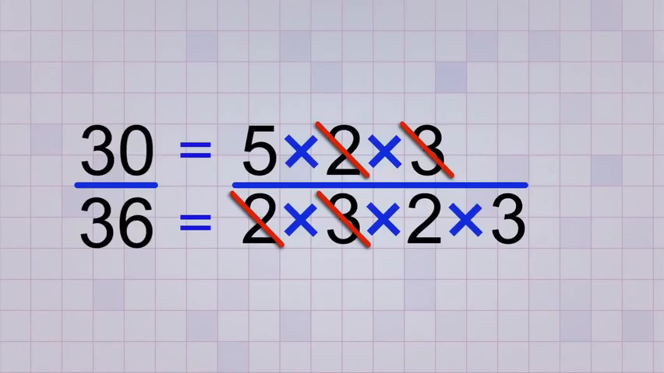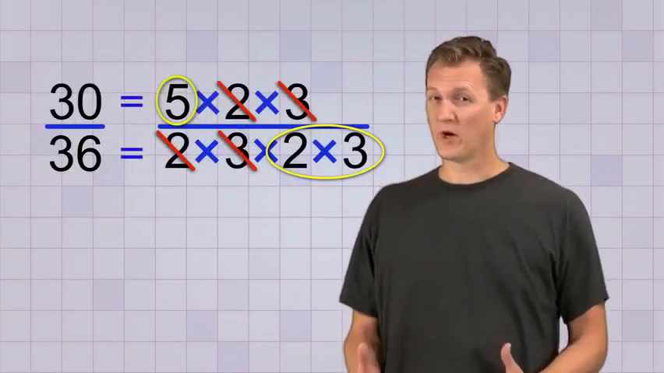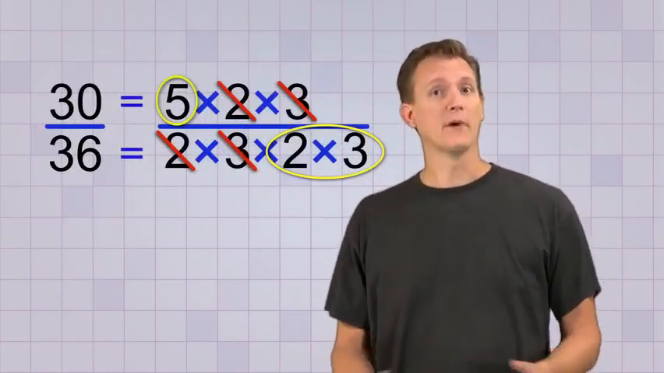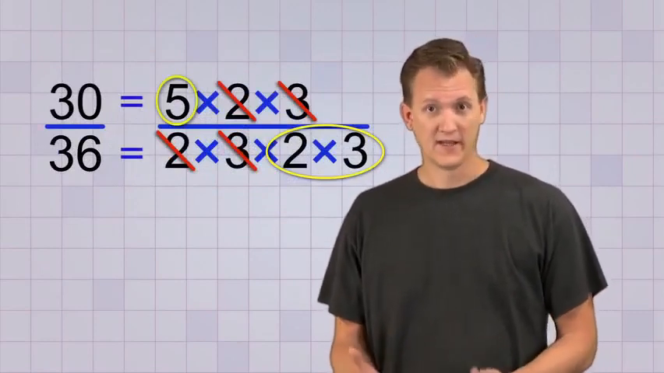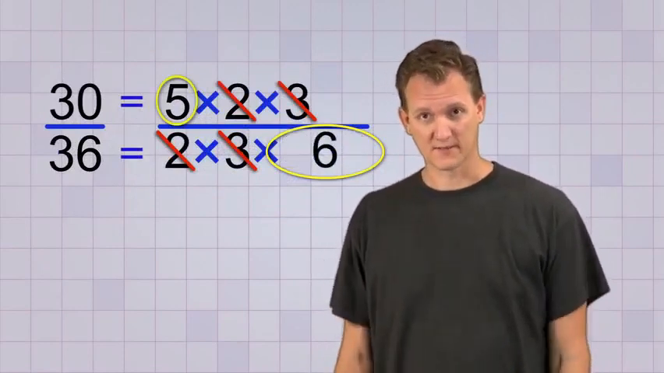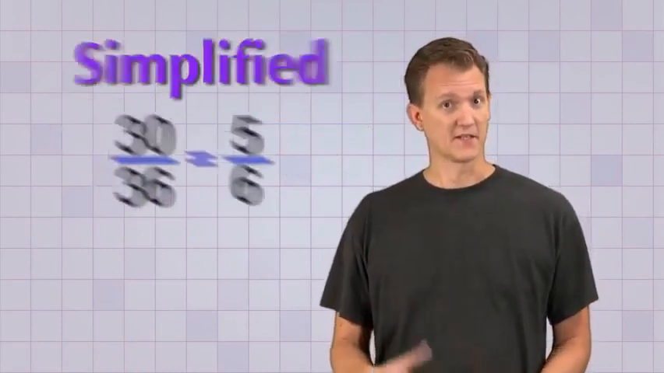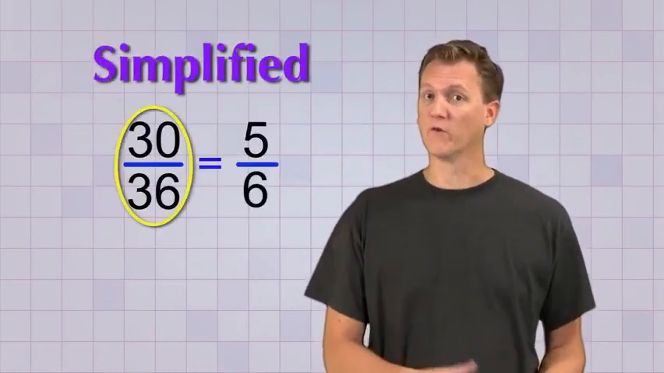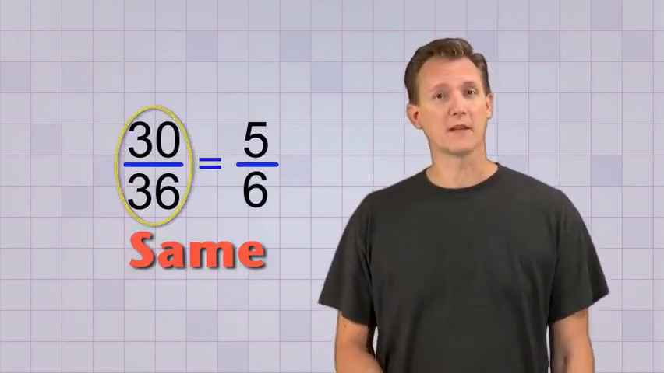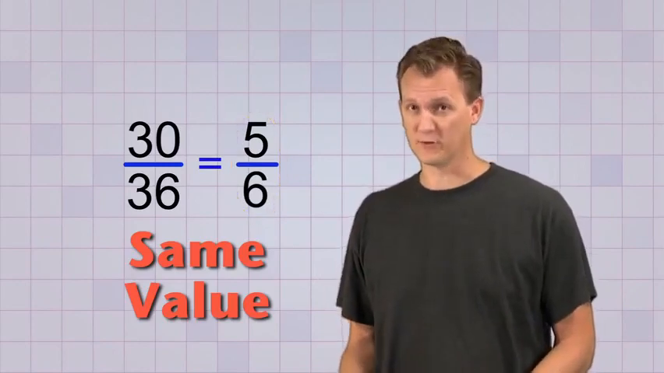So now all we have to do is see what's left over. We have a 5 on the top and a 2 times 3 on the bottom. We don't want to leave our problem looking like this, so we need to recombine any factors that didn't cancel. That means multiplying together our 2 and 3 on the bottom, which gives us 6. There, we're left with the fraction 5 over 6. That's the simplified form of the fraction 30 over 36. They both have the same value, but the simplified one is written using the smallest numbers possible.